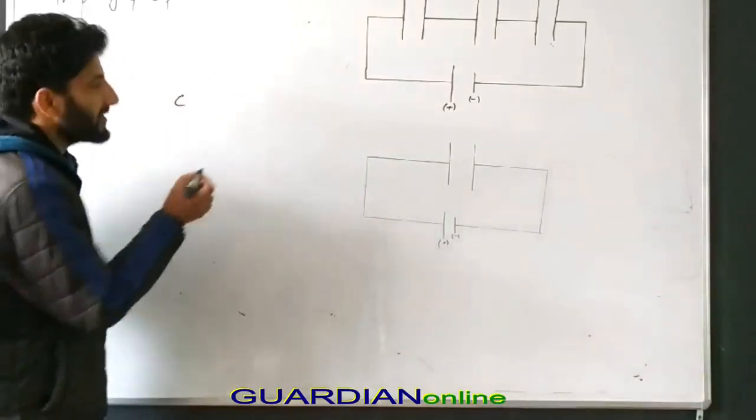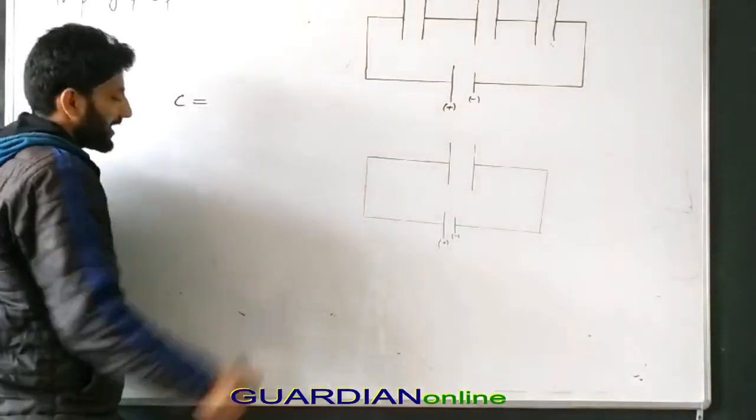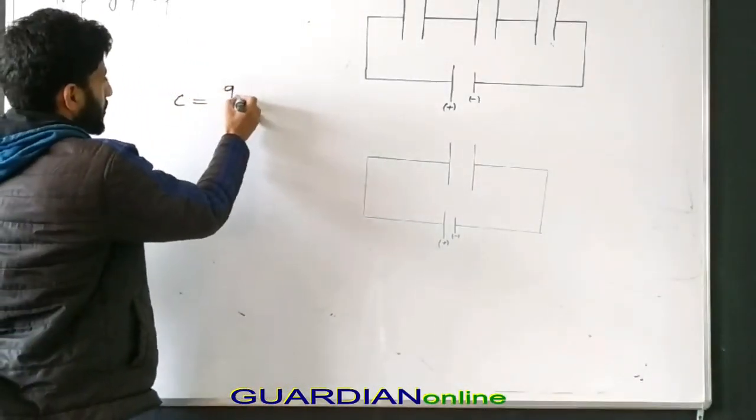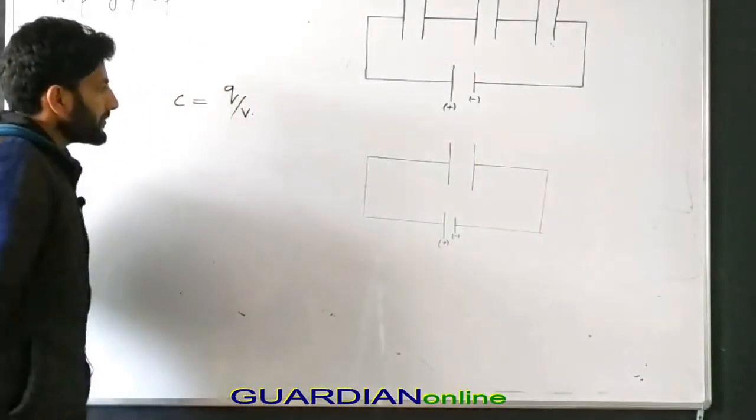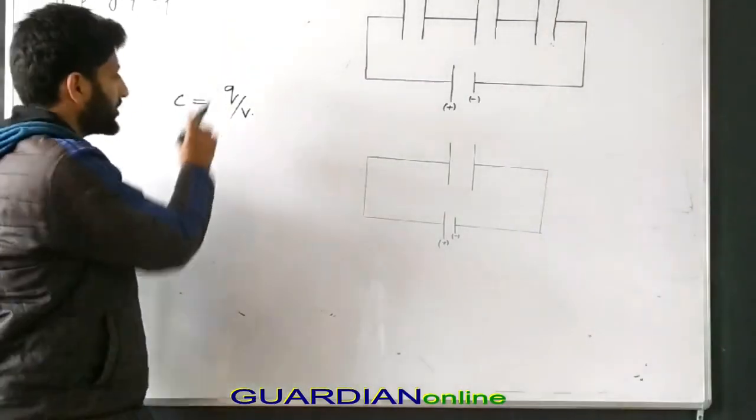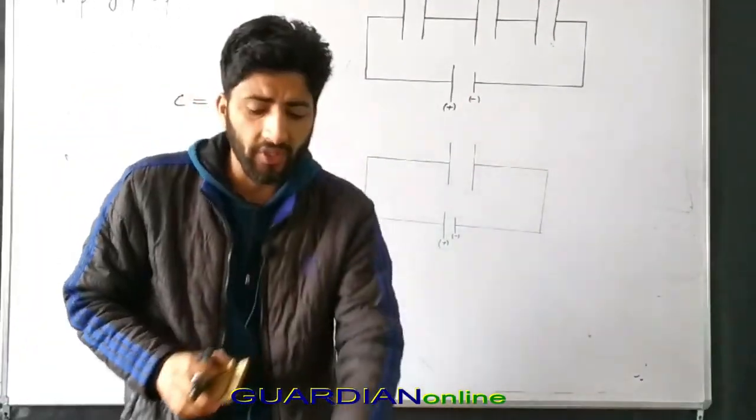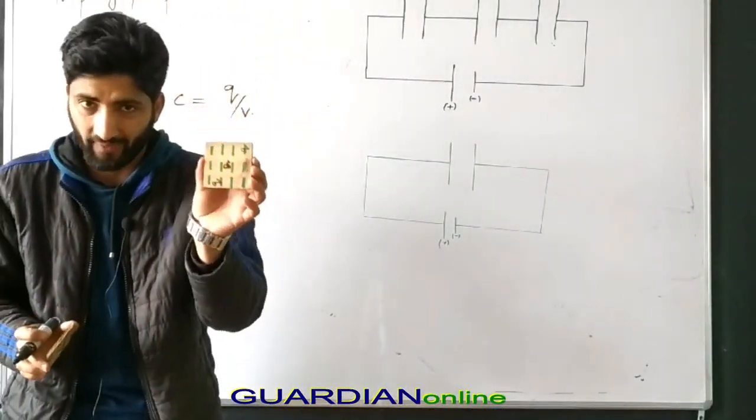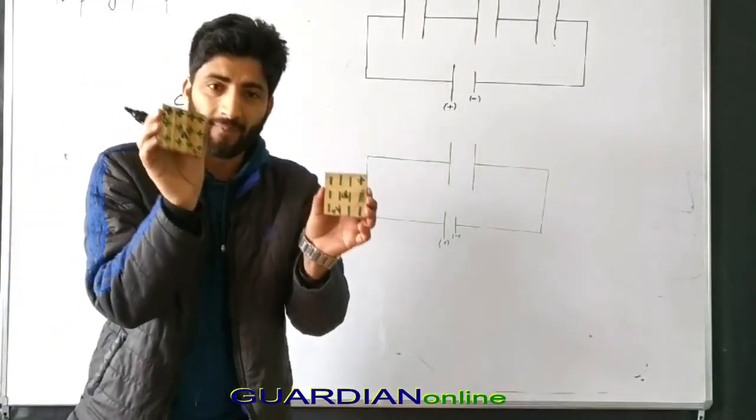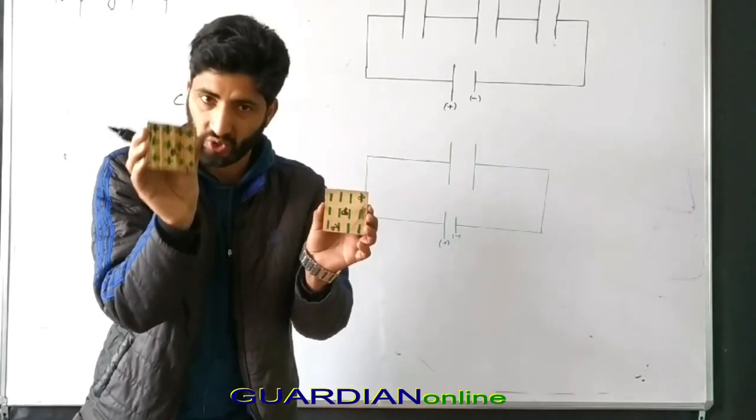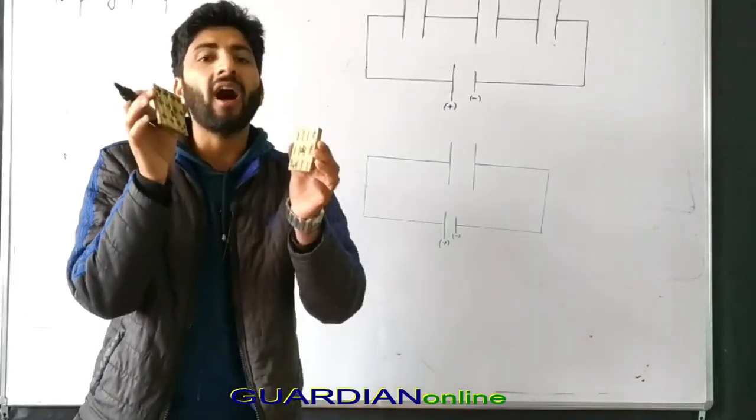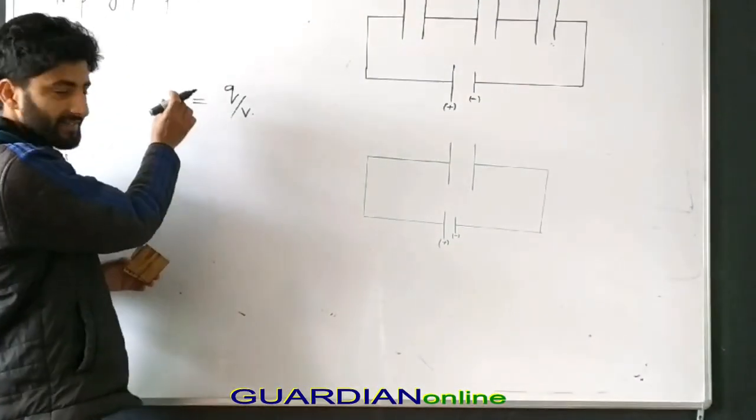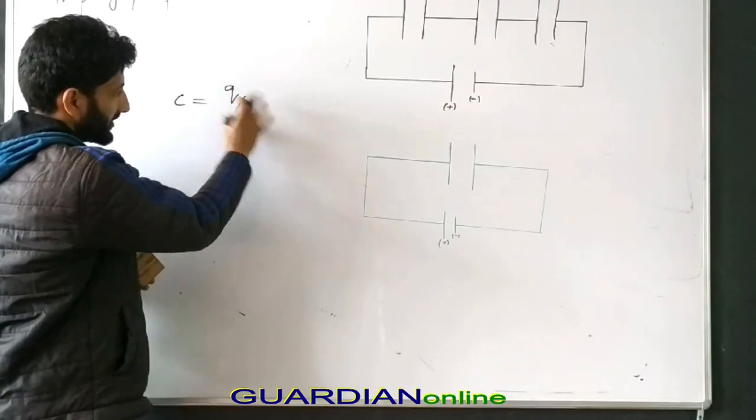Capacitance is the ability of a conductor to store electrical charge, and it is given by the relationship Q divided by V. Q is the charge present on one plate, with the other plate carrying the opposite charge, and V is the potential difference between them. This is the capacitance of a capacitor, C = Q/V.